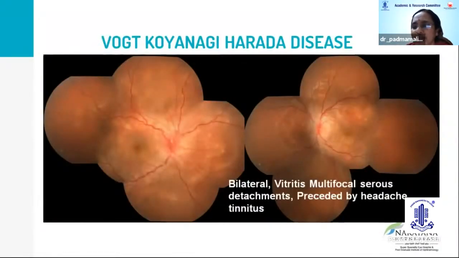Posterior scleritis is a unilateral entity. VKH is a bilateral disease associated with multiple serous retinal detachments. It is preceded by headache and tinnitus. It can have extraocular manifestations such as alopecia, poliosis, and vitiligo.